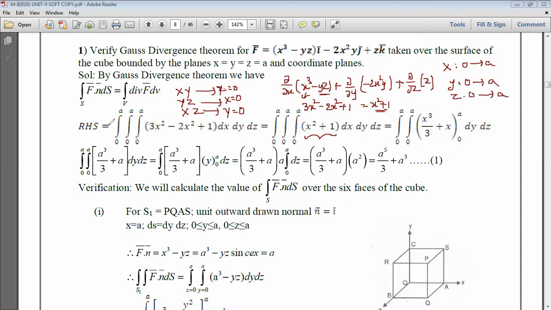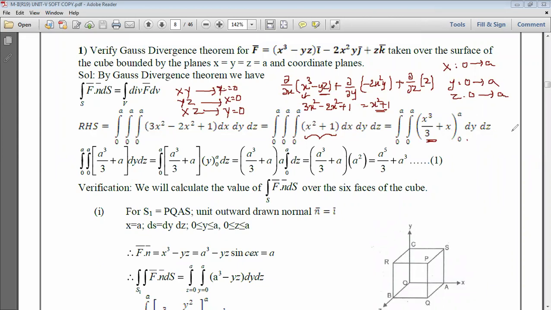So first, part one, let's compute the integral of divergence f bar dV over the volume V. Here it is 0 to a, 0 to a, 0 to a, of x square plus 1. First with respect to x you can do it. Why? Because all three limits are constants. If they are constants, you can follow the order x, y, z or z, y, x, anything, but in the previous problem they were not constants, right? So integral 0 to a, integral 0 to a, the integration of x square is x cube by 3, plus the integration of 1 is x, between the limits 0 to a.